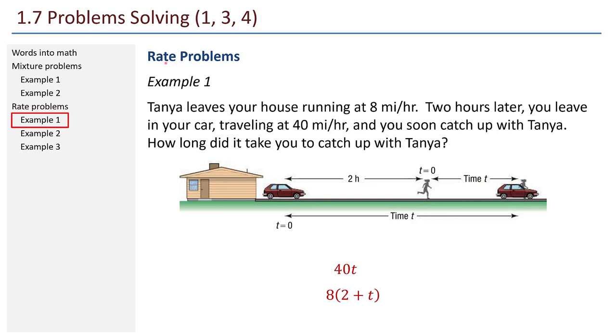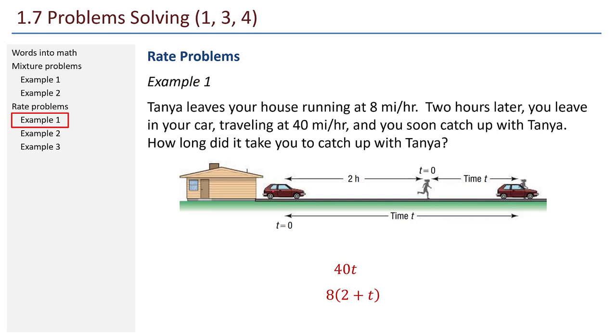Rate problems. Okay, rate problems is another big classic category of problems. Let's take a look at this one. This is a good one. Tanya leaves your house running at 8 miles per hour. 2 hours later, you leave in your car traveling at 40 miles per hour, and you soon catch up with Tanya. How long did it take you to catch up with Tanya?